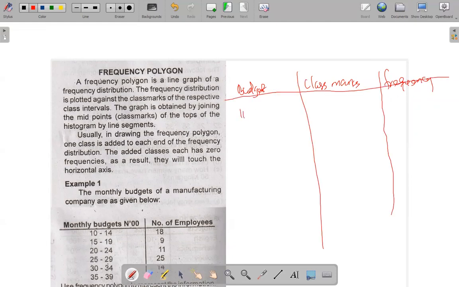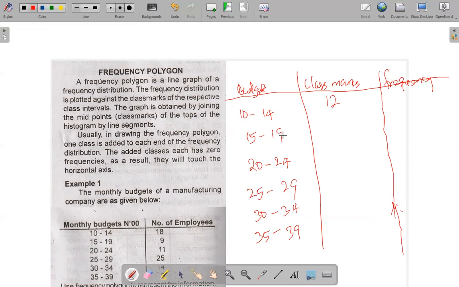The first one is 10 to 14. The second one is 15 to 19. Then 20 to 24, 25 to 29, 30 to 34, and 35 to 39. Class mark: how do we get the class mark? If you recall from our previous class, we get the class mark by adding the lower limit to the upper limit and dividing the result by 2. So 10 plus 14 is 24. 24 divided by 2 is 12.